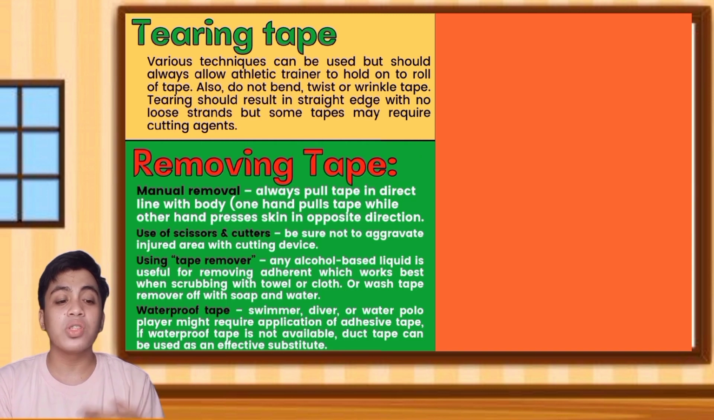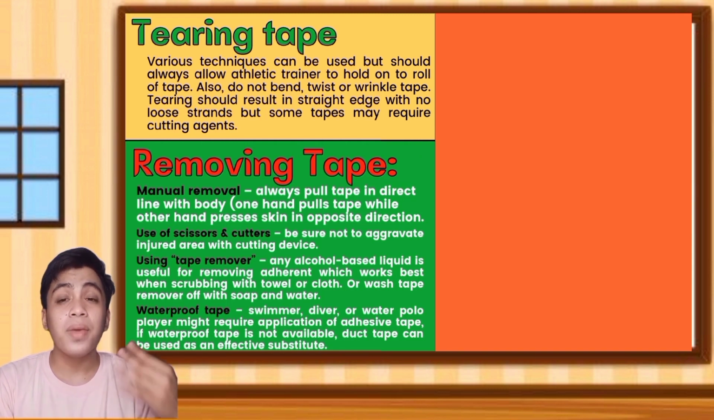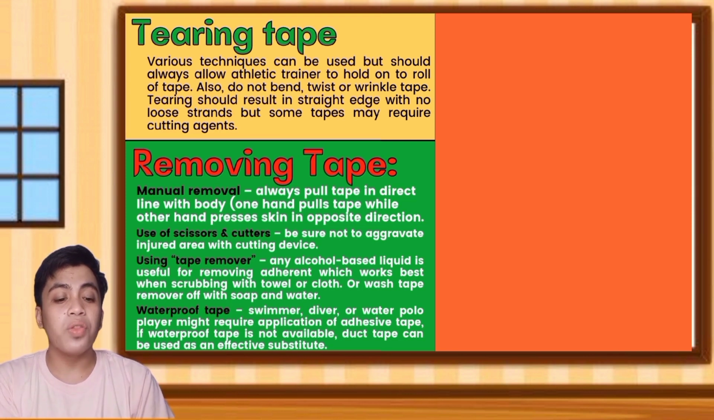The last type of tape is what we call waterproof tape. This tape can be used in sports played underwater, just like swimming, because it is removable.